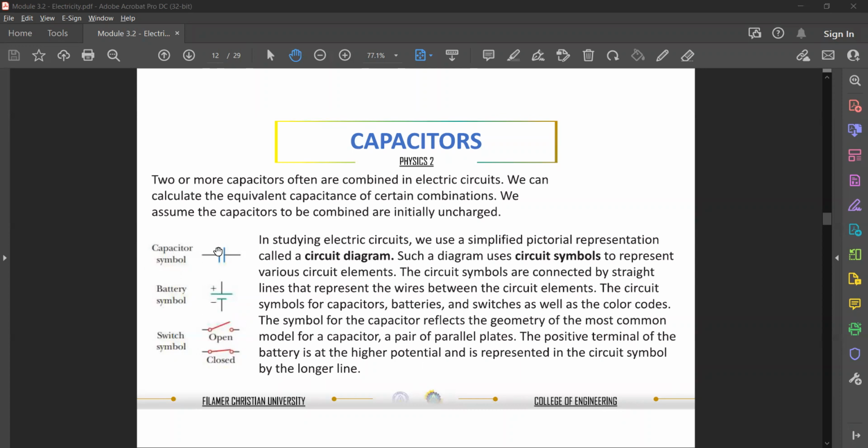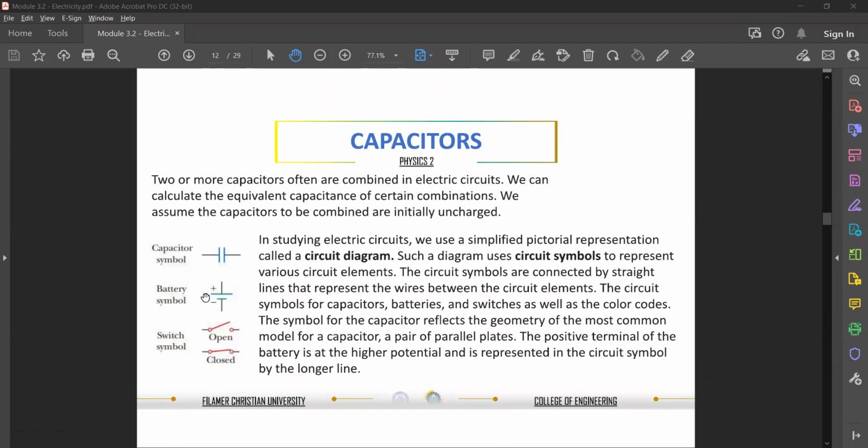This is our circuit symbol. For the capacitor, we have this. And for the battery, the positive is the one with the longer line, and the negative is the one without. Then we have the switch symbol for the open circuit: it is not in contact with the other point, while the closed one is in contact.